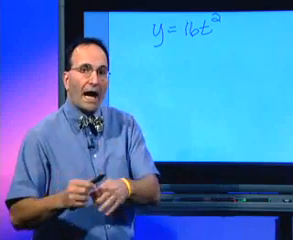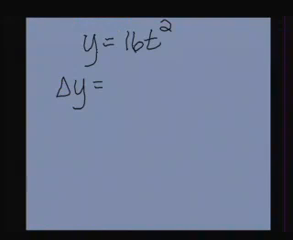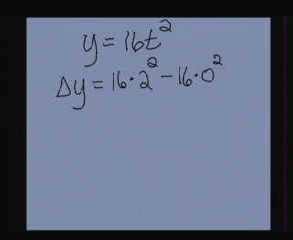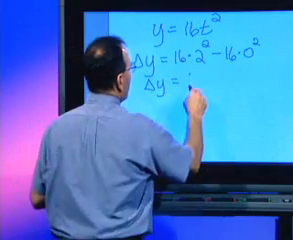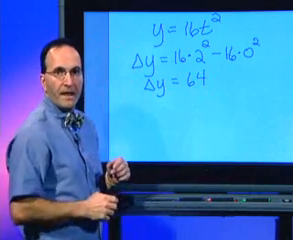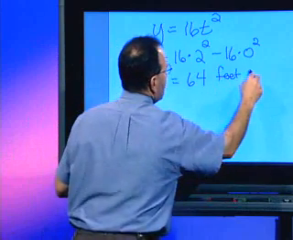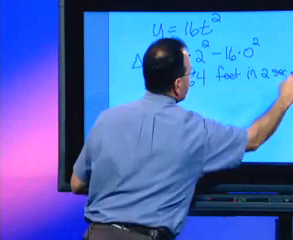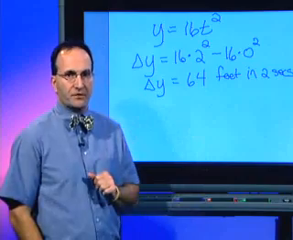Now, delta y, the change in y, would be equal to 16 times 2 squared minus 16 times 0 squared. So delta y is going to equal 16 times 4, or in other words, 64. And that's 64 feet in 2 seconds. All right, that reduces to 32 feet per second.